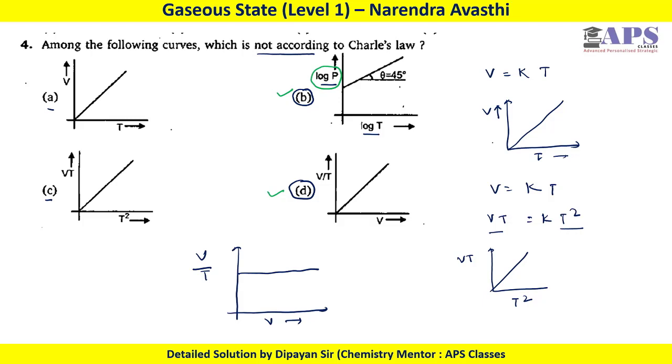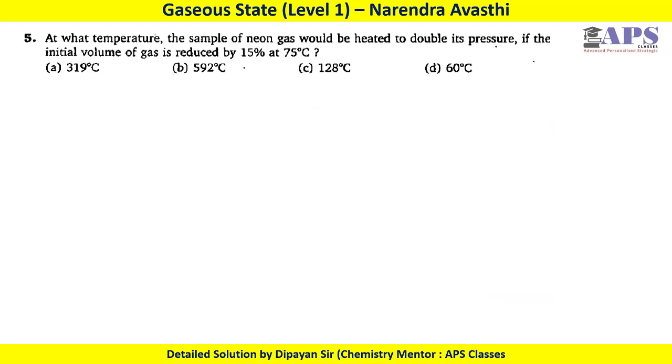For question number 5, at what temperature should the sample of neon gas be heated to double its pressure if the initial volume of the gas is reduced by 15% at 75 degrees centigrade. Question number 5 is a case of P1 V1 by T1 equal to P2 V2 by T2.